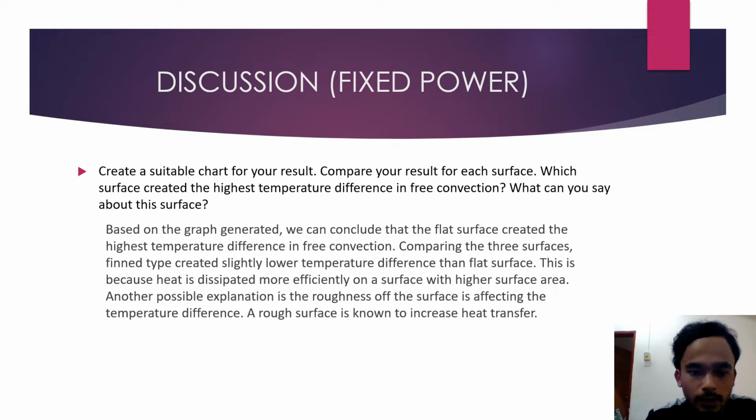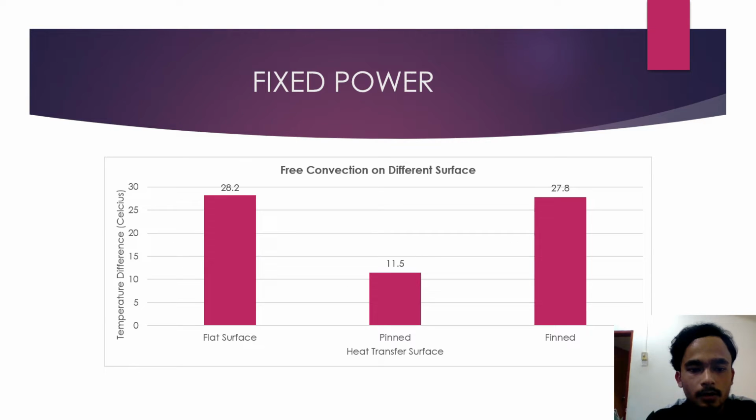Assalamualaikum and very good morning. My name is Muhammad Hamyzan bin Adnan and I am going to discuss further about the data that we have obtained from the experiment. For the free convection on fixed power, we have generated a bar chart to represent the data. Based on the bar chart, we can conclude that the flat surface created the highest temperature difference compared to another surface, and the fin type surface created a slightly lower temperature difference than the flat surface. This is because heat is dissipated more efficiently on the surface with a higher surface area.